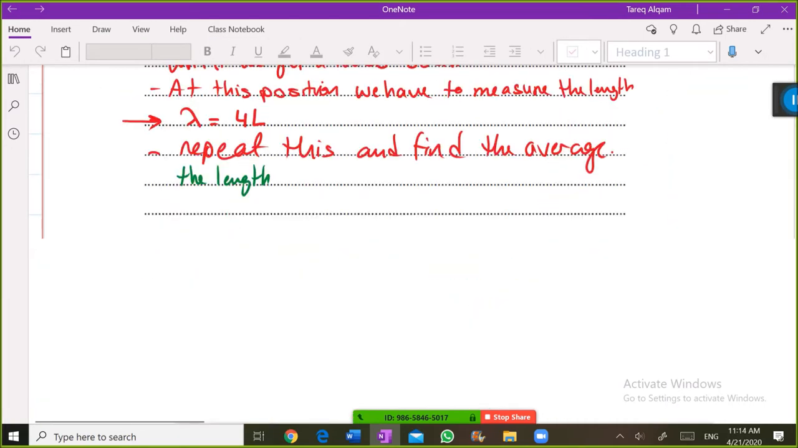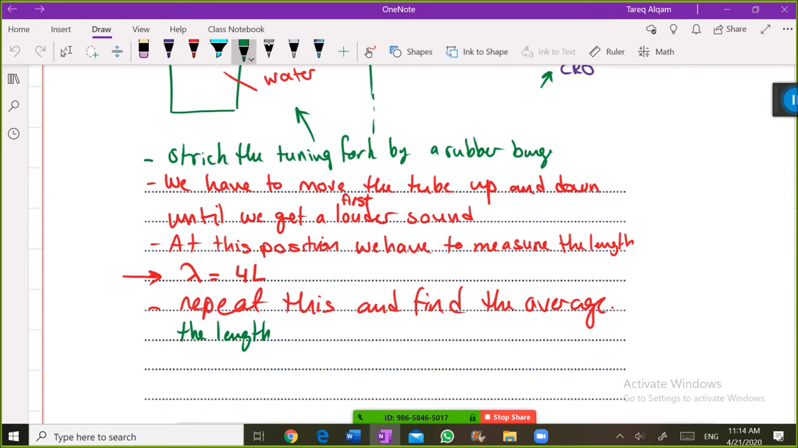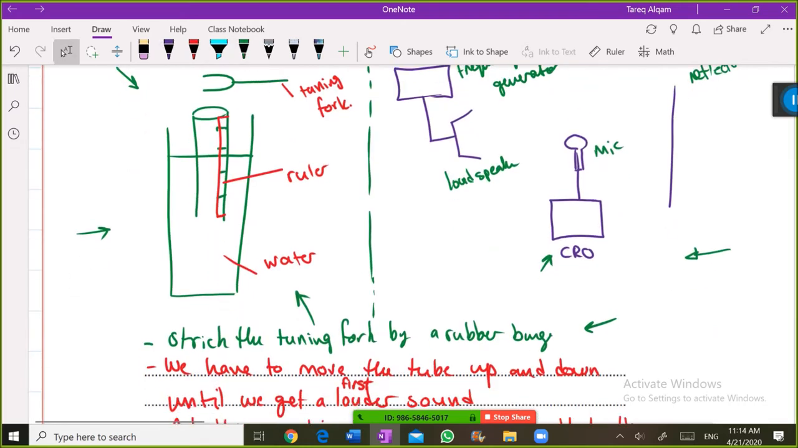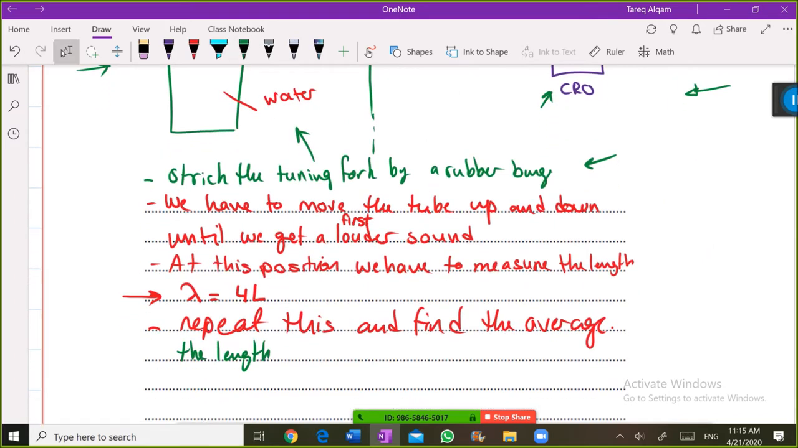Well, now on the procedure, guys. If I use this setup, I showed you two setups here. We watched a video about using a tuning fork in order to measure the speed of sound. We bring a tuning fork. This tuning fork is struck by a rubber bung. But then we have to move this tube up and down until we get a first louder sound. Then we can find the wavelength using 4L, because this is a closed-end tube.